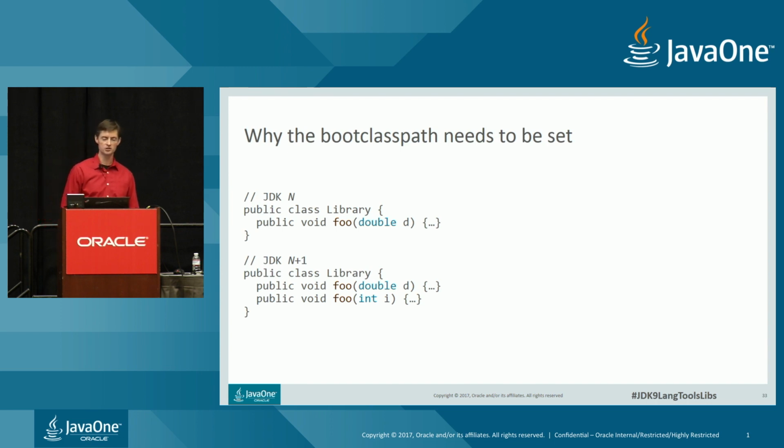Well, let's say we have two versions of the JDK here, and there's a library. In the first version, there's a foo method that takes a double. Then as an optimization in a later JDK release, we add a foo method that takes an integer. So that's a perfectly compatible change according to our compatibility policy.